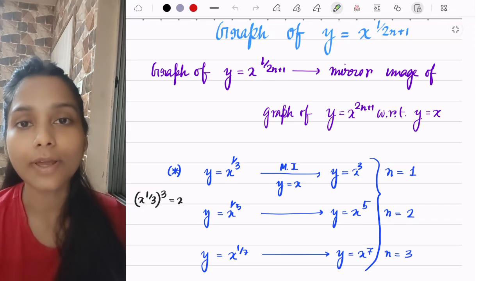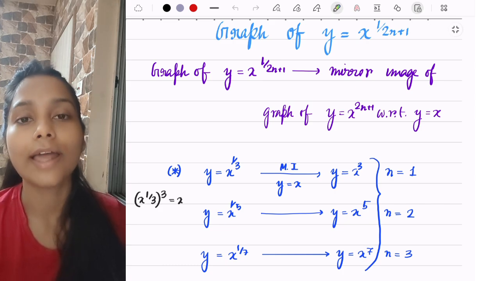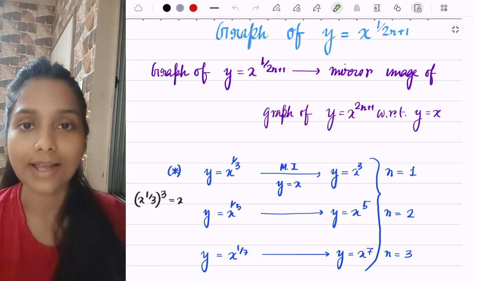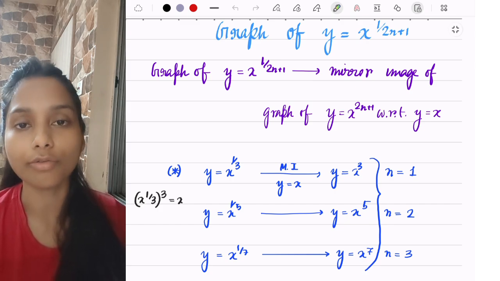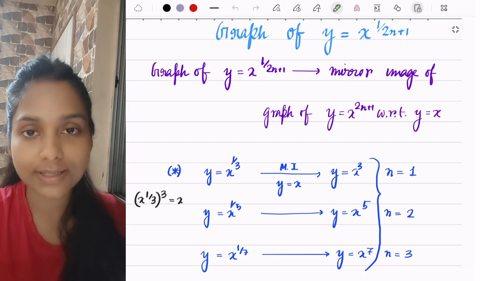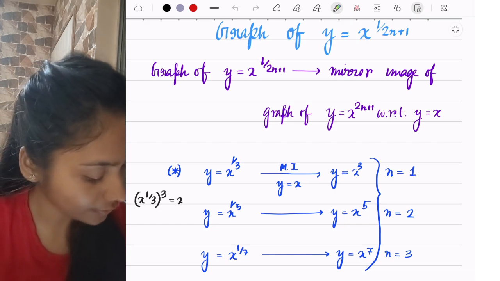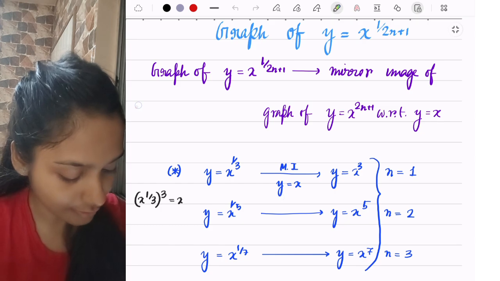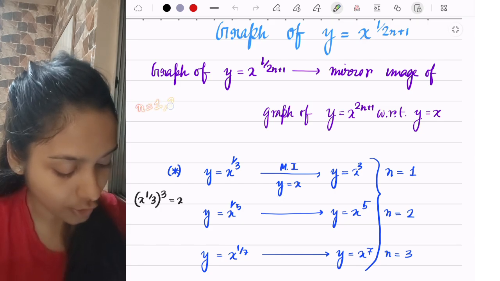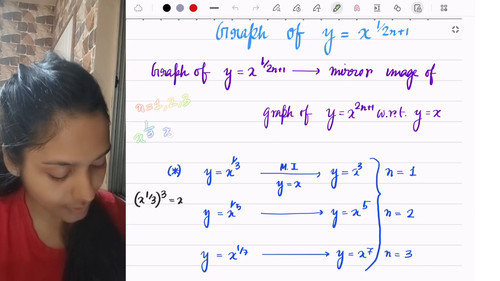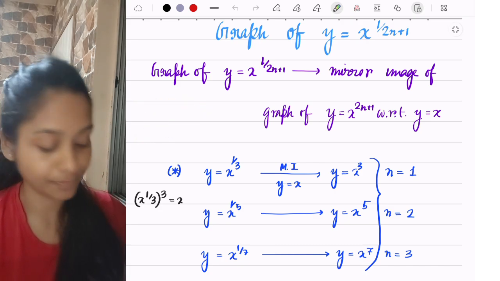Today's video will be of the form x power 1 by (2n+1). This one is a generalization of the functions of x power 1 by 3. So let us now see the function here. Here we have this generalization form. For different values of n like 1, 2, 3, we will get x power 1 by 3, x power 1 by 5, x power 1 by 7 and so on.